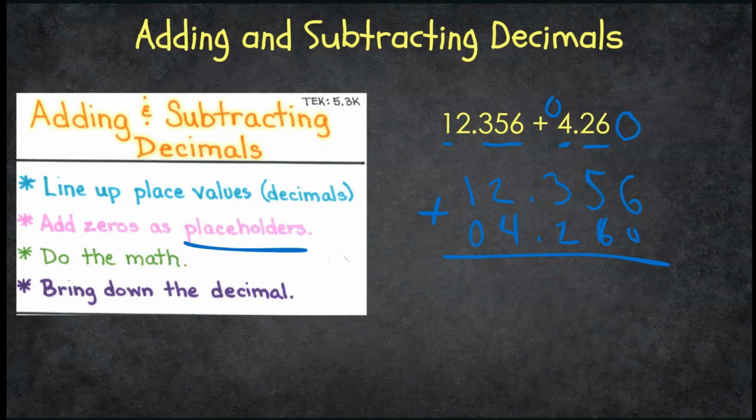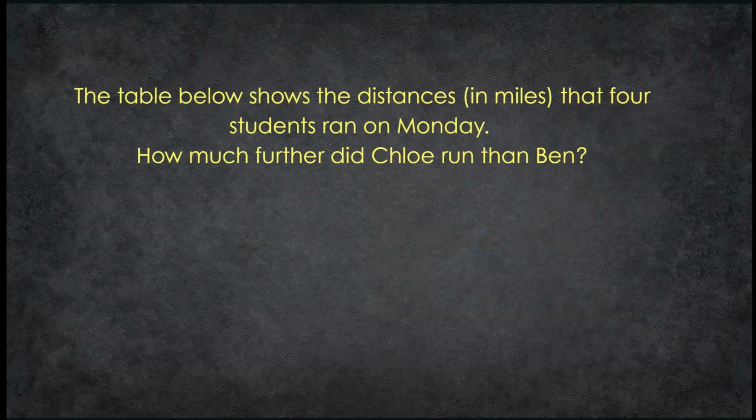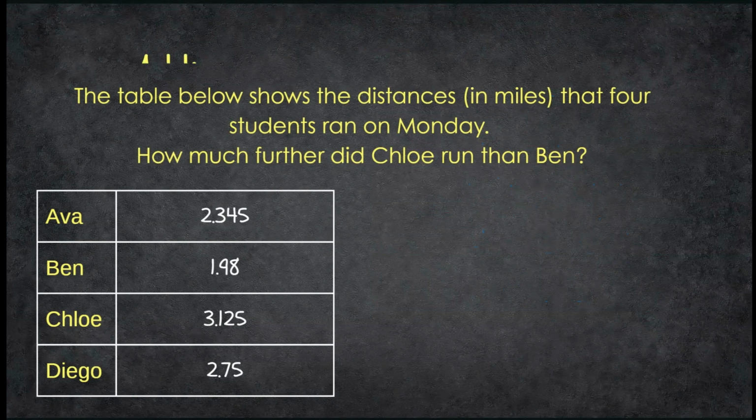6 plus 0 is 6. 5 plus 6 is 11, so I'm going to have to regroup. 3 plus 2 plus 1 makes 6. 2 plus 4 also makes 6. And then finally in the tens place, 1 plus 0 is 1. And then our last step, I want to bring that decimal point down into my answer. So that is going to give me an answer of 16.616.